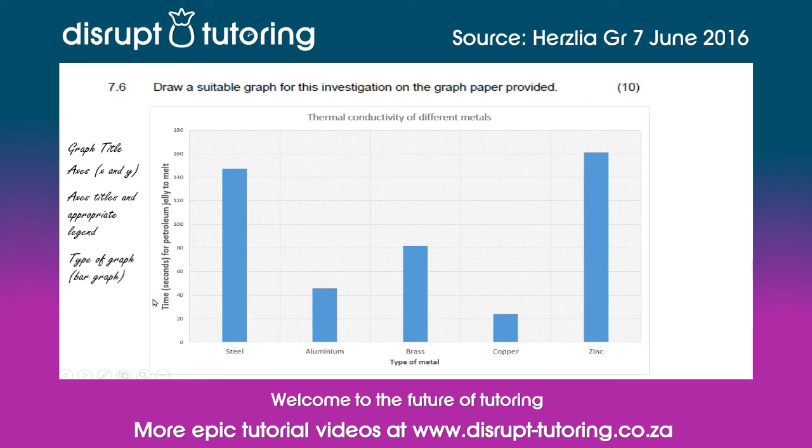Make sure you also choose an appropriate type of graph. Again, we've used the bar graph so that we can really very clearly see these different demarcations in the different types of metal, as well as the time taken for the jelly to melt. And finally, remember to label your bars, because if you don't label it, then the information is incomplete and may not be very useful. Okay, so we've labeled steel, aluminium, brass, copper, and zinc. Okay, let's move on. So this is the kind of graph you should have at the end of this exercise.